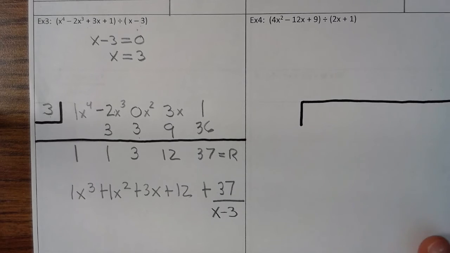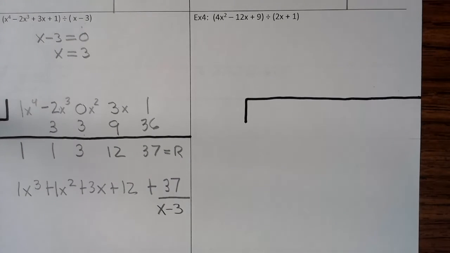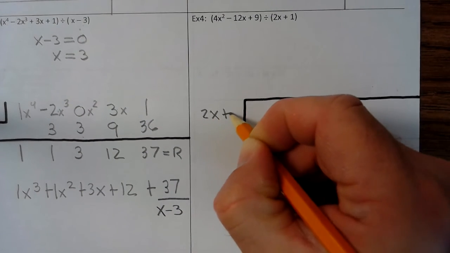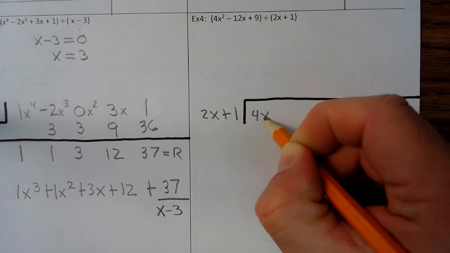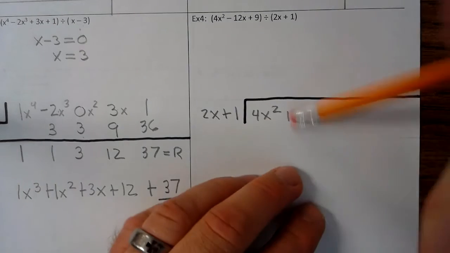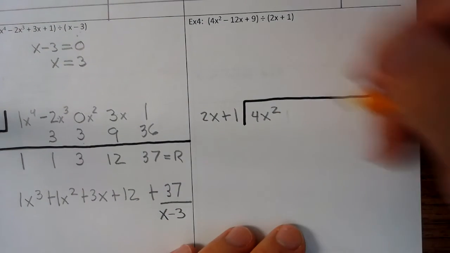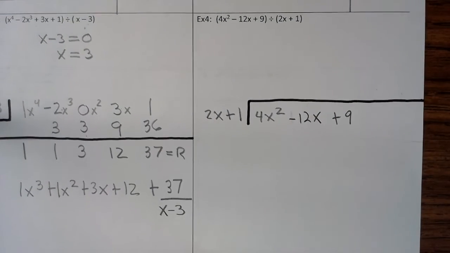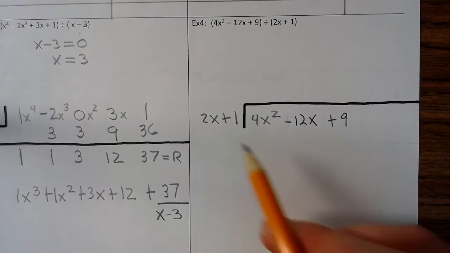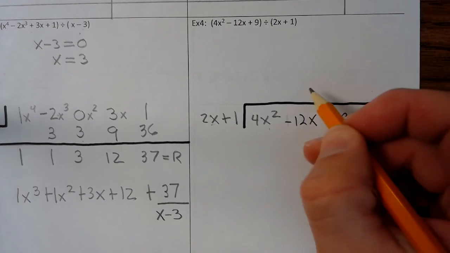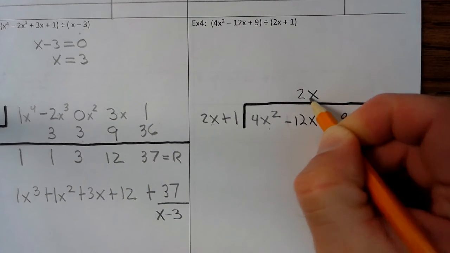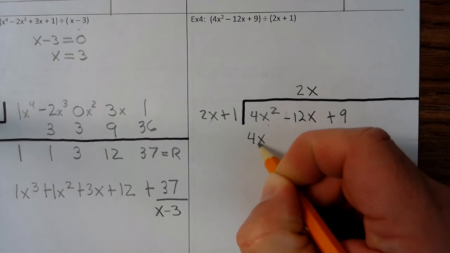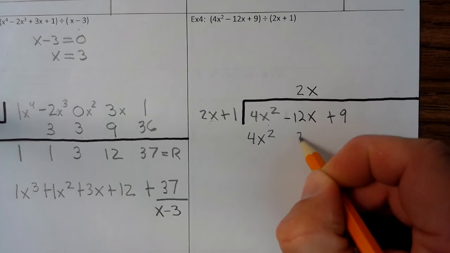All right, now for example 4, let's divide using long division. So when you do that, the 2x plus 1 is out here, and then 4x squared minus 12x plus 9. Okay, so now you ask yourself, what do you multiply 2x by to give you 4x squared? And the answer to that is 2x. Notice the x goes in the x column. Now we multiply 2x times 2x is 4x squared. 2x times 1 is 2x.